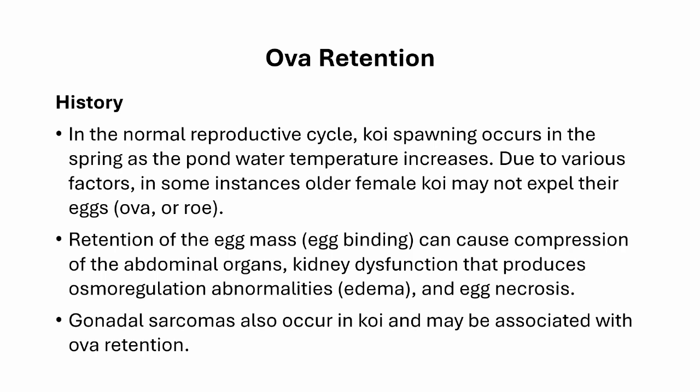Because in many cases we're keeping koi in warmer water, or we don't have the natural fluctuation of cold water to warm water in the spring, there may not be that stimulus for them to release the eggs. And if those eggs aren't released, they can develop into just a big mass of eggs. It causes abdominal organ damage, kidney dysfunction, and osmotic regulation abnormalities. And they can also gradually over time become gonadal sarcomas, which is a type of tumor.